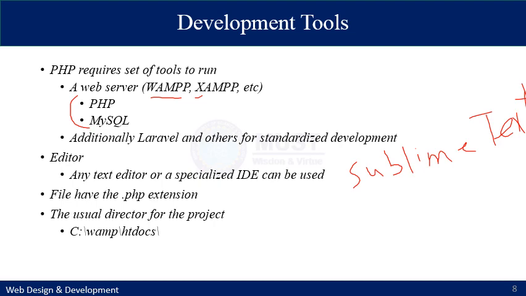PHP files usually have .php extensions, and the directory for the project is by default C slash any of your development version such as XAMPP or WAMP, and then you have the htdocs directory in which your websites will be stored by default. It is not a forced location for you. You can use any other location or directory to store your website.